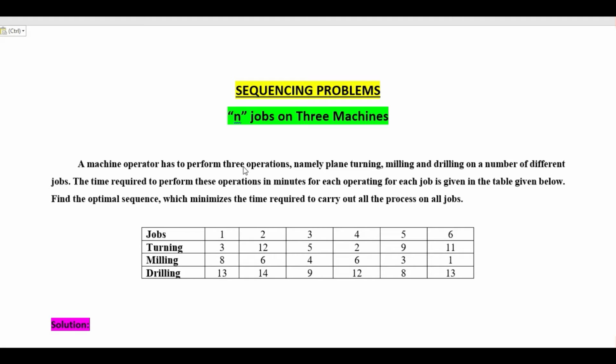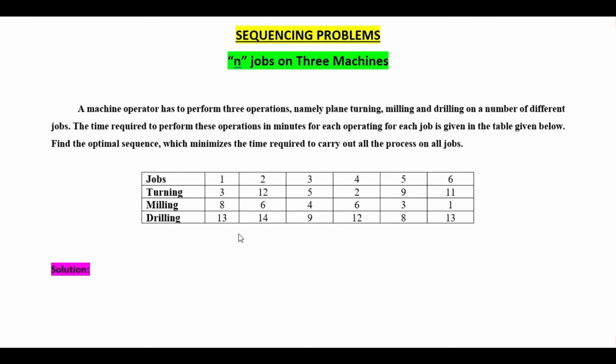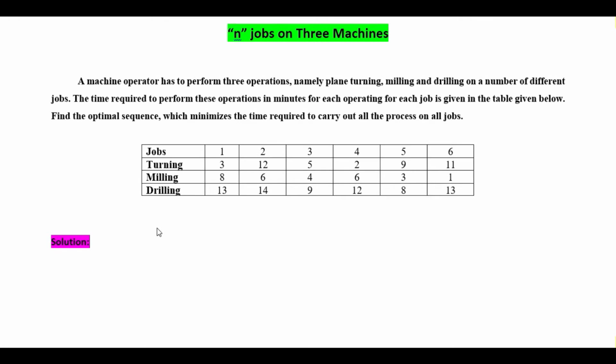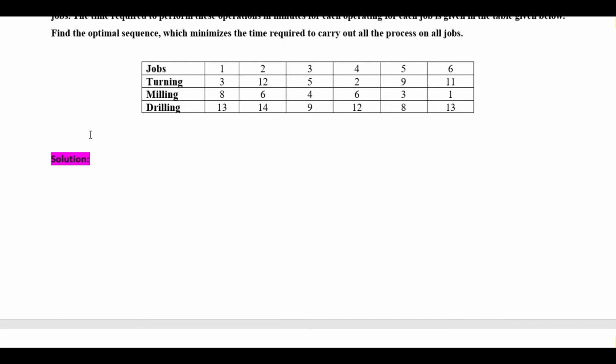So this problem lies under the category of n number of jobs on 3 machines. The processing operations are turning, milling, and drilling. The number of jobs is 6. In this table, the operation time for each job is given. So we are going to solve this problem based on the Johnson-Bellman method.